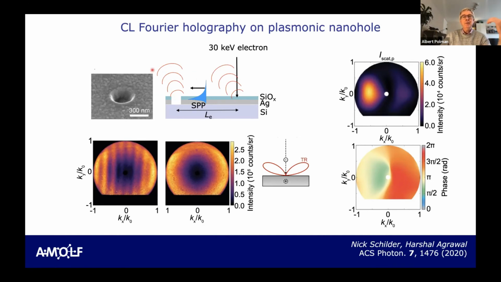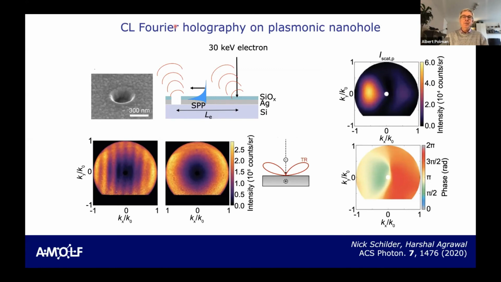We want to know these phase fronts. We have to create a reference and then interfere with the reference. And we have a beautiful reference here because I mentioned to you this transition radiation. The electron beam hits the sample, it creates these dipolar lobes. They're always the same, we know what they are. So now we let them interfere with what we don't know.